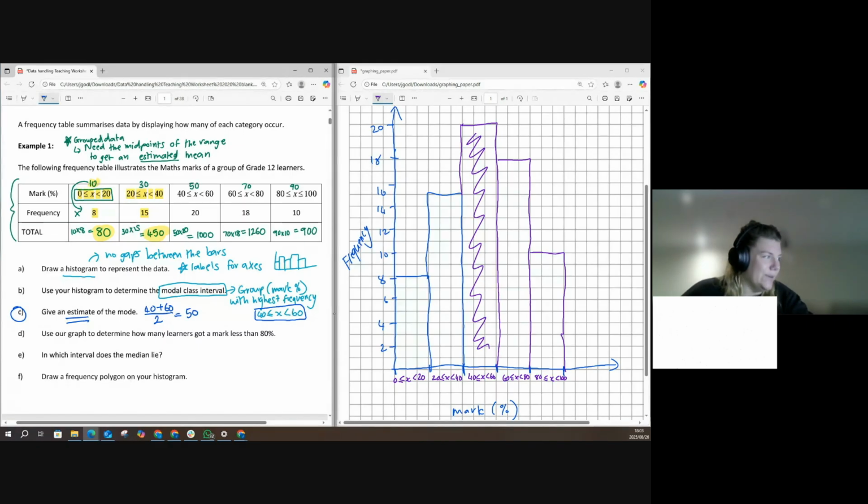Okay, cool. D, use our graph to determine how many learners got a mark less than 80%. Okay, I'm going to let you think about that first.